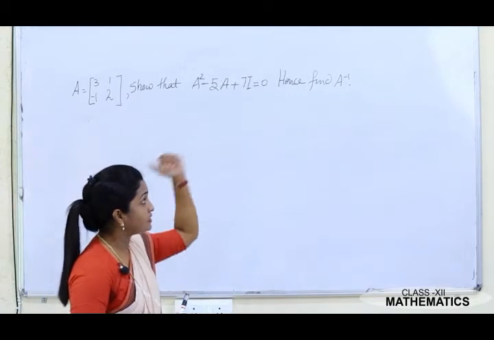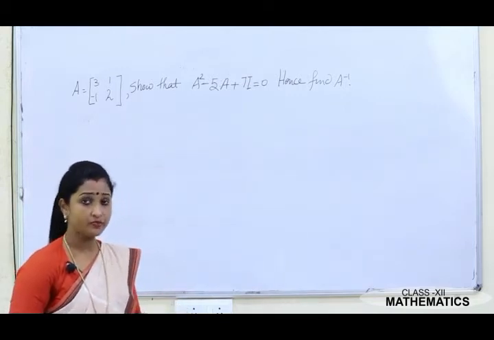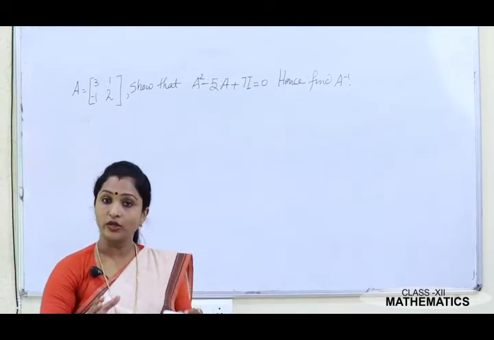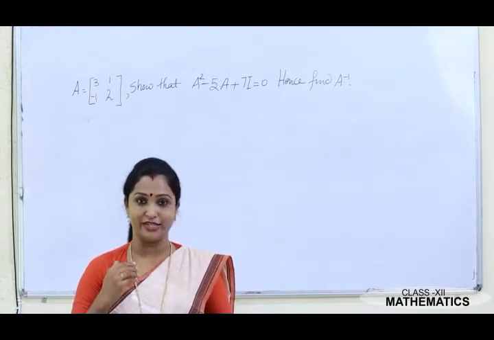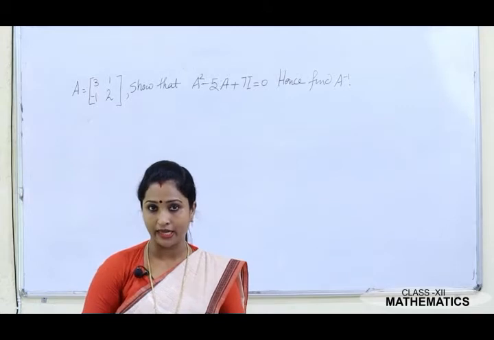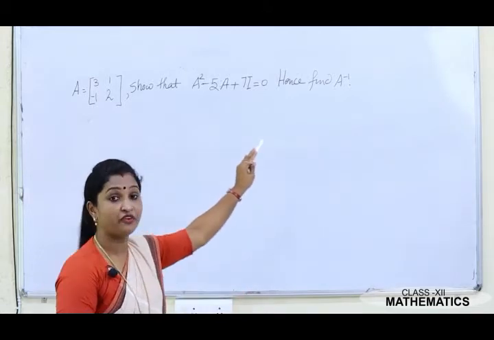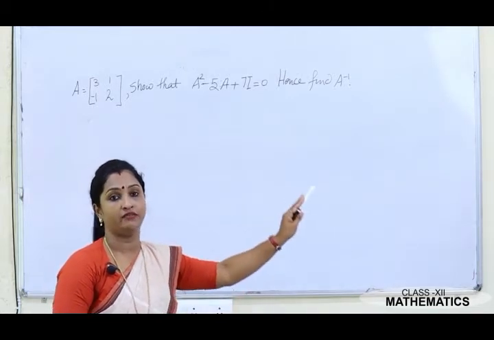We will go for hence find A inverse. See, there is a twist here. I told you how to find A inverse: 1 by determinant of A into adjoint of A. Okay, this is the method I told you just now. Now this is a different type of question, hence find A inverse.